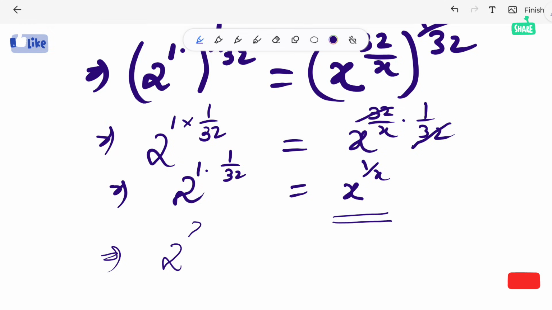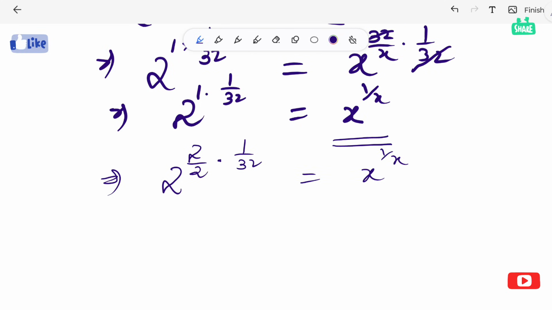So 1 can be written as 2 by 2, and there is a multiplication of 1 by 32. Now keep the right hand side as it is. Now, from the exponential formula, powers can be interchanged, so I can write it as 2 to the power 2 times 1 by 2, isn't it? So it will become 2 by 2. We can write 2 by 2 as 2 to the power 2, whose power is 1 by 2, and again there is a multiplication of 1 by 32.